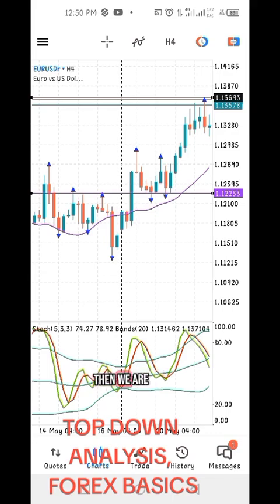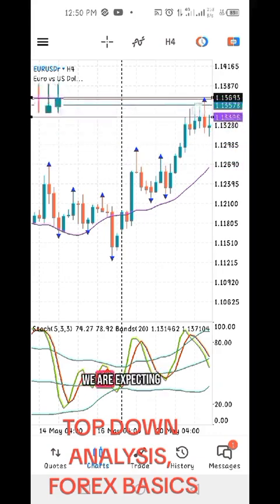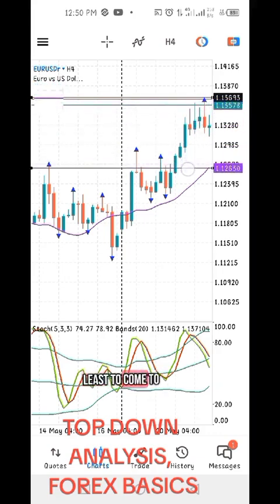Then, now that we are seeing multiple weak rejections here, we are expecting this market at least to come to this. This is our prediction. Can you see it now? Because you must be able to predict the market. Whether you like it or not, you still have to predict. Your take profit may not be exactly where your prediction is, but it must be within your prediction. Are we getting it now? That's why we have to predict.